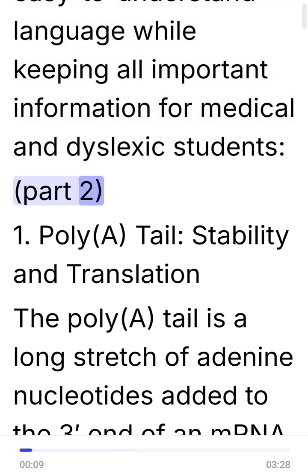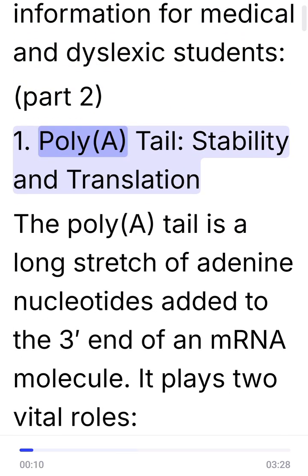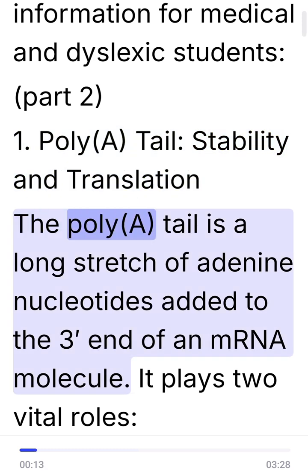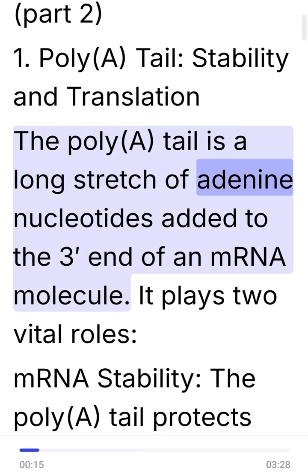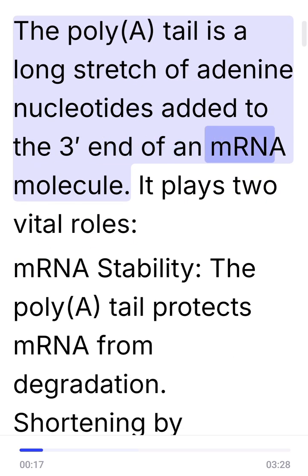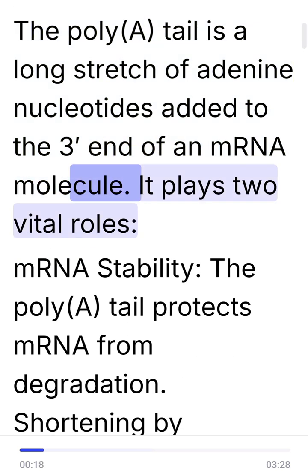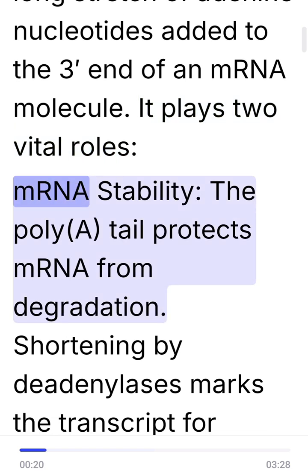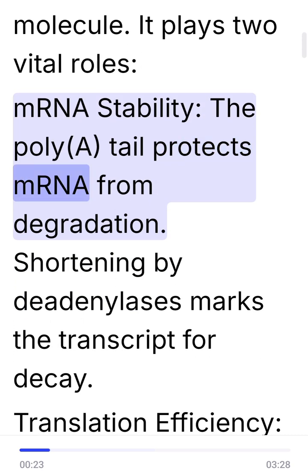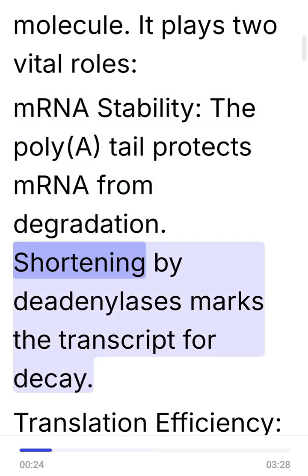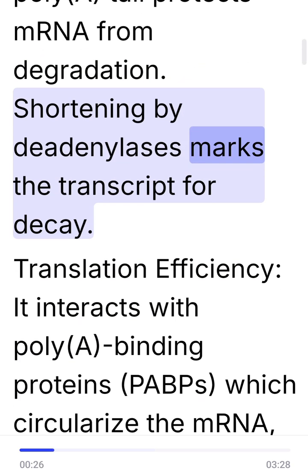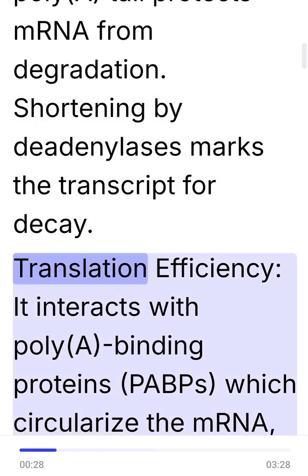Part 2. 1. Poly(A) tail, stability and translation. The poly(A) tail is a long stretch of adenine nucleotides added to the 3' end of an mRNA molecule. It plays two vital roles. mRNA stability: the poly(A) tail protects mRNA from degradation. Shortening by deadenylases marks the transcript for decay.